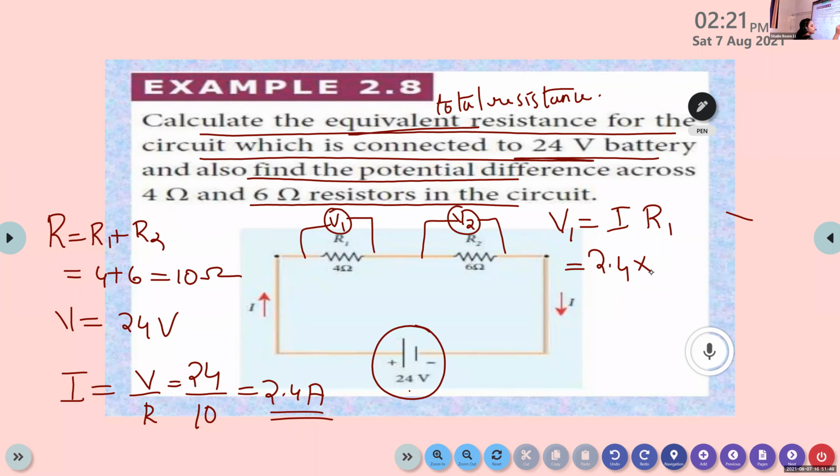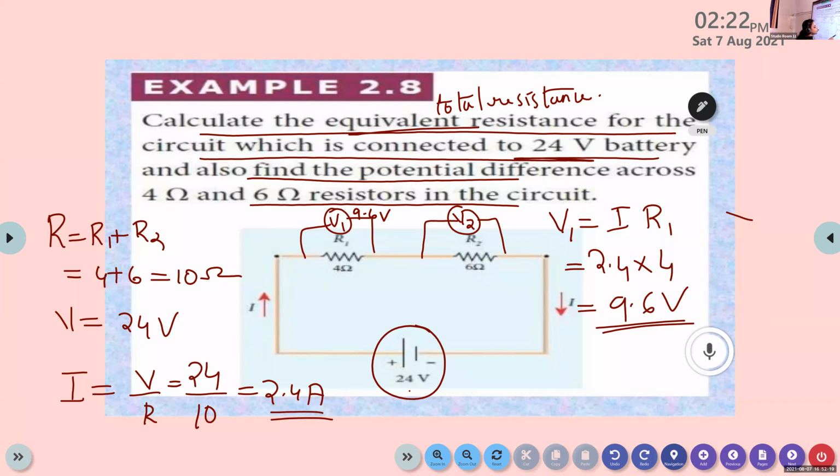R1 is 4 ohm. So 2.4 into 4. What is 2.4 into 4? It is 9.6. What is the SI unit for potential difference? Volt. So the voltage corresponding to the resistor R1 is equal to 9.6 volt.